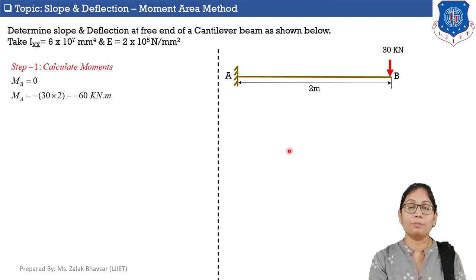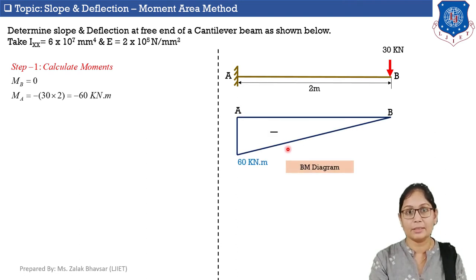Now, let's draw the bending moment diagram. So, here is the bending moment diagram. At point B, moment is 0 and at point A, moment is 60 kilonewton into meter, with a negative sign for this clockwise moment. Now, in between point A and B, there is no load. So, the bending moment diagram is a straight inclined line. This is the bending moment diagram.